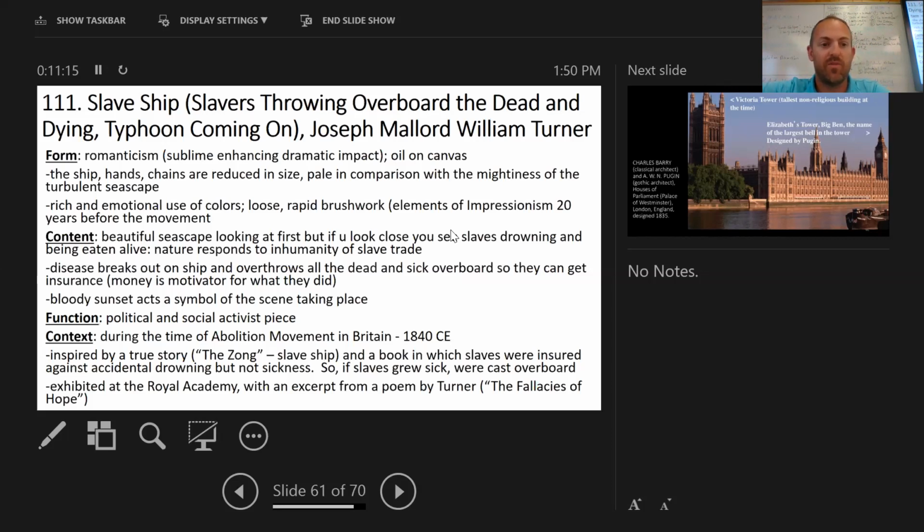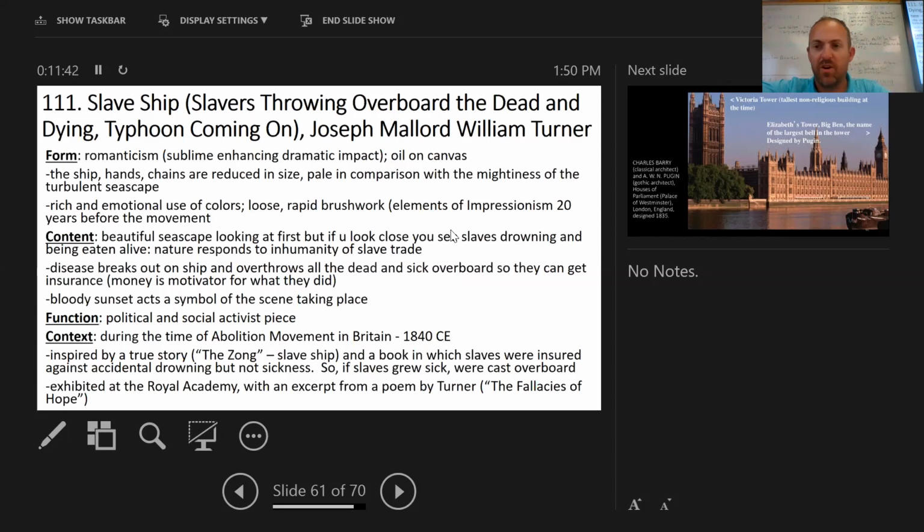So obviously, as far as form goes, you got the ship, you can see hands, you can see chains. They're all reduced in size. They're made small, and they pale in comparison with the mightiness of this turbulent seascape, right? It's very hard to see the slaves in chains, but it's there, because the artist wants you to see just the mightiness of the ocean and the storm that's coming in.